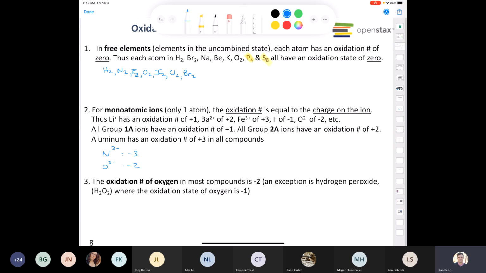A really quick rule is that any elements in group 1A always have a charge of +1. Any elements in group 2A have a charge of +2. And aluminum is always +3. You can remember that because Al is always +3. Where did I have fluoride? Oh yeah, I must have it later when I talk about the halogens.